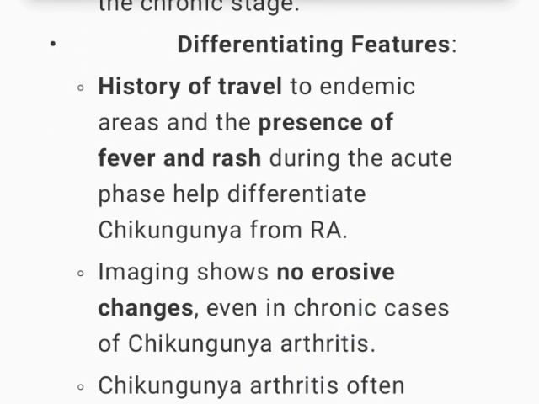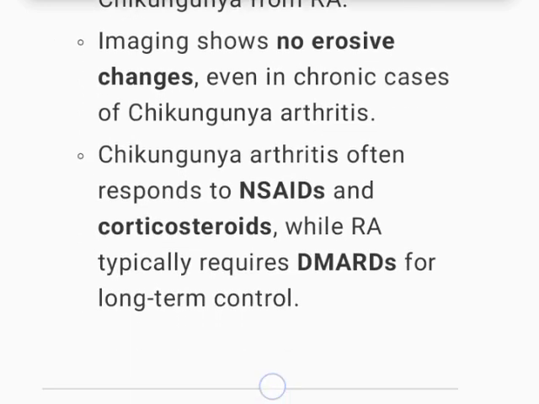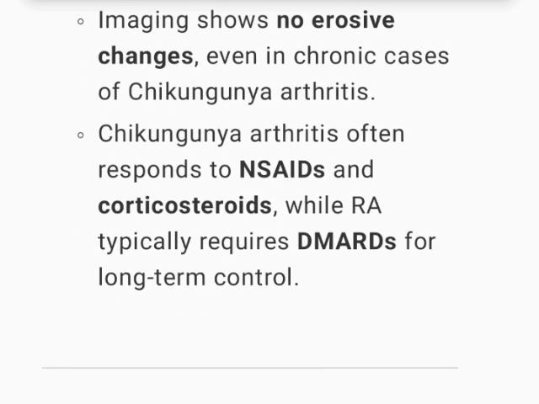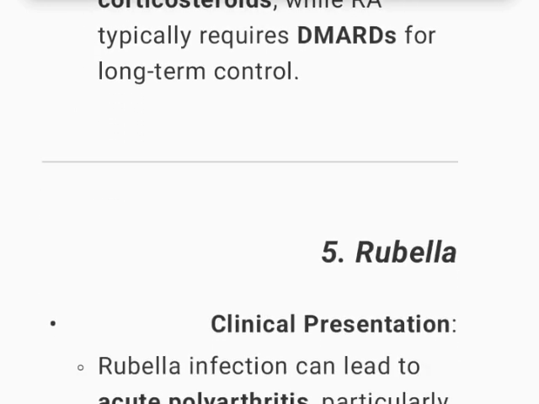Differentiating features: history of travel to endemic areas and the presence of fever and rash during the acute phase help differentiate chikungunya from RA. Imaging shows no erosive changes, even in chronic cases of chikungunya arthritis. Chikungunya arthritis often responds to NSAIDs and corticosteroids, while RA typically requires DMARDs for long-term control.